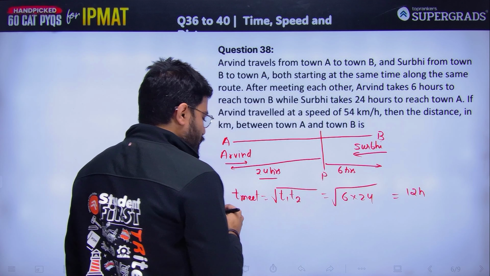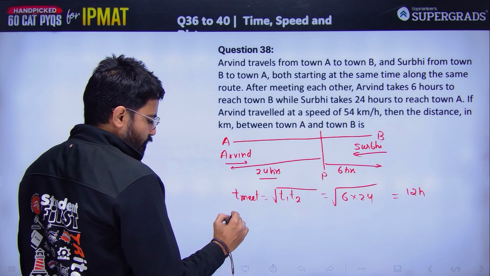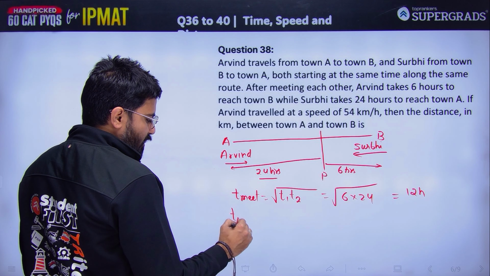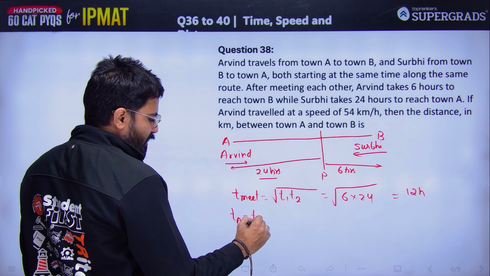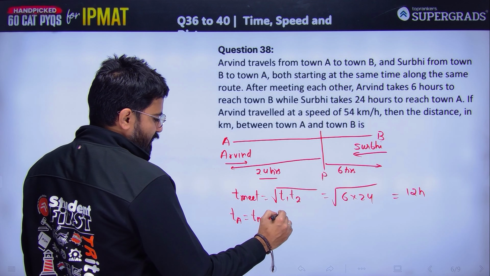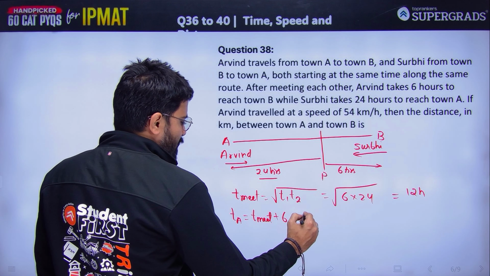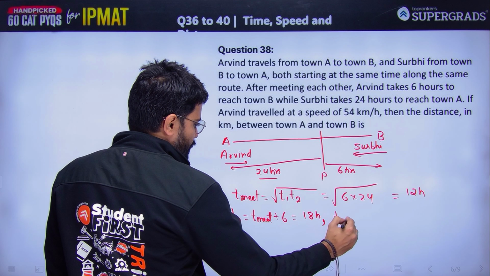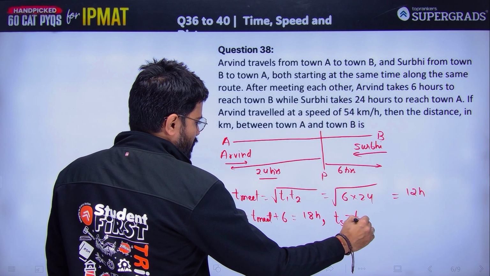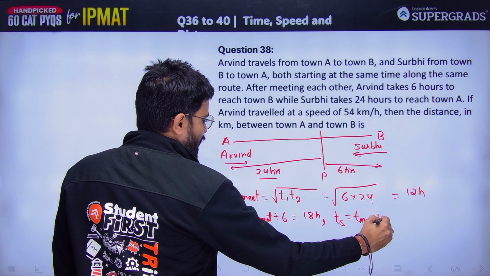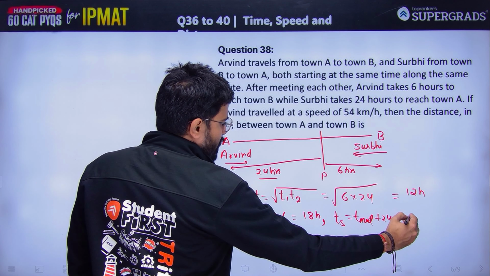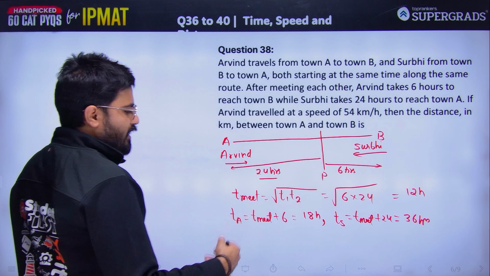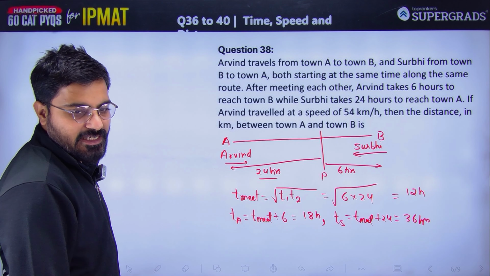So the time taken to meet is 12 hours. So time taken by Arvind will be equal to T meeting plus 6 hours, that is 12 plus 6 is 18 hours. And time taken by Survi will be equal to T meet plus 24 hours. So 24 plus 12 is 36 hours. So Survi takes 36 hours to reach, Arvind takes 18 hours to cover that distance.